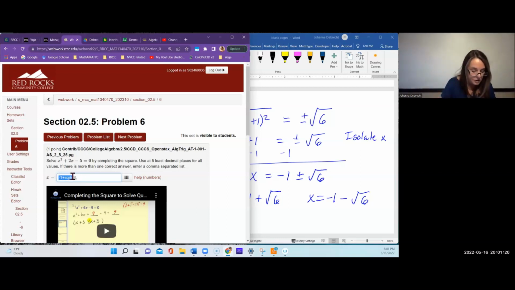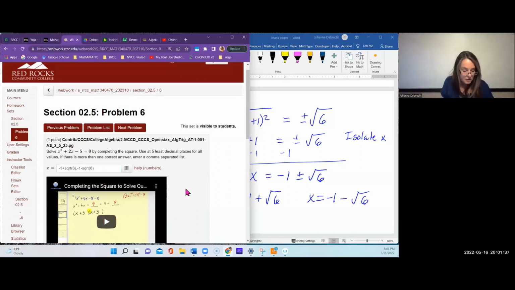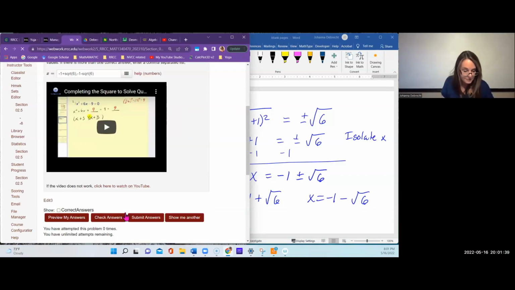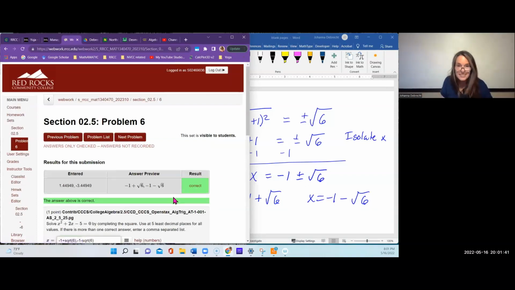If you want, you can copy the first part and paste it. However, when you paste it, remember that you have to change the sign in the middle, which should be minus the square root of 6. Then you can check your answers. Green checks, gotta love them.